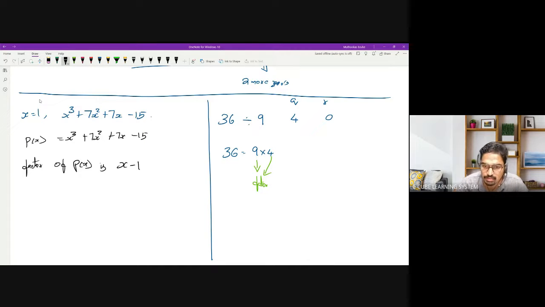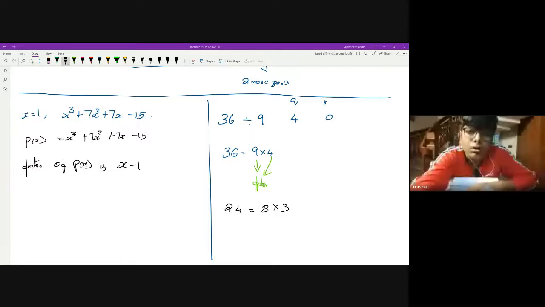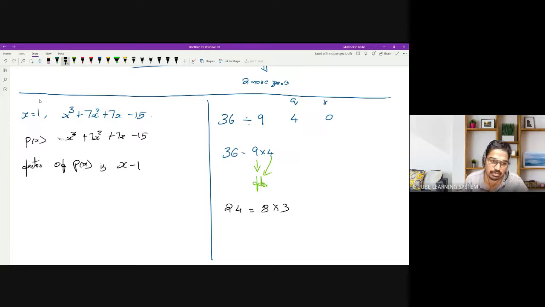In another example, suppose we have 24, which is equal to 8 into 3. What about 8? Is it a factor of 24? What about 3? Yes, 3 is also a factor, no doubt.